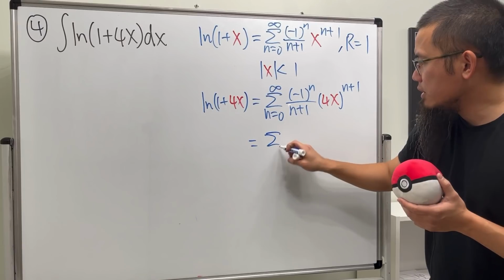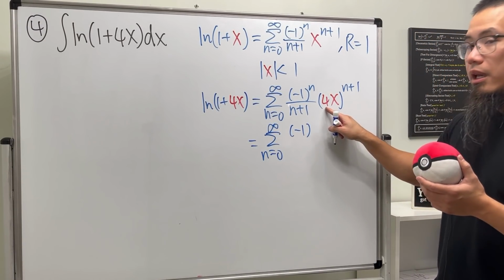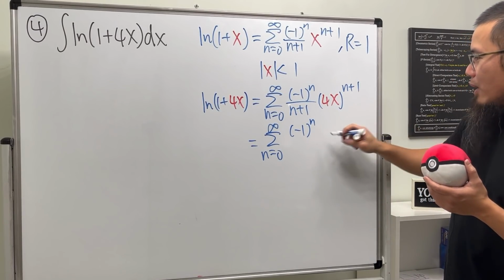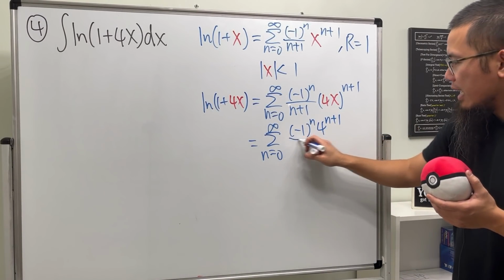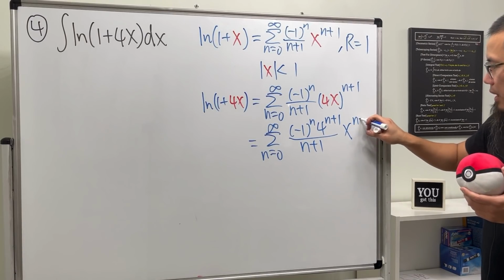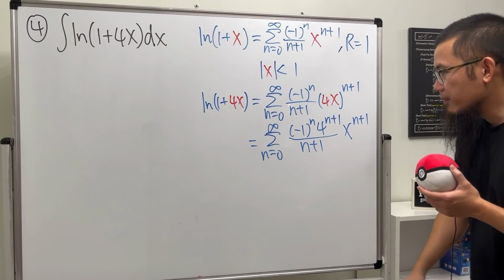We get the series n goes from 0 to infinity, and we get -1. Here you see that we still have the nth power. We have 4 to this power, so let's put that down. So 4 to the n plus 1 power over that, and then x to the n plus 1 power. Always just kind of put the x on the side.